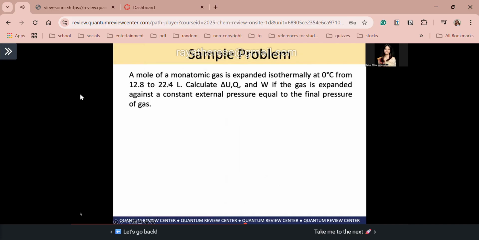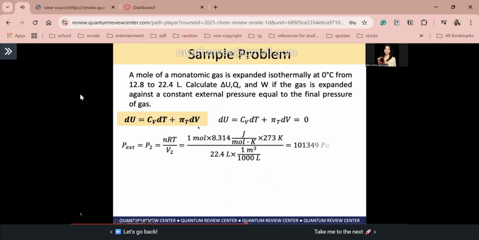Next, a mole of a monoatomic gas is expanded isothermally at 0 degrees Celsius from 12.8 to 22.4 liters. Calculate the change in internal energy, Q and W, if the gas is expanded against a constant external pressure equal to the final pressure of the gas. So again, we use this equation to get dU, which is still equal to 0. And then, guys, how do we get the constant external pressure? Okay, it says here that the constant external pressure is just equal to the final pressure of the gas. So let's just find the final pressure of the gas. So that is P2, which is equal to nRT over V2.